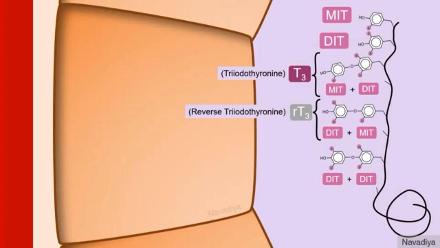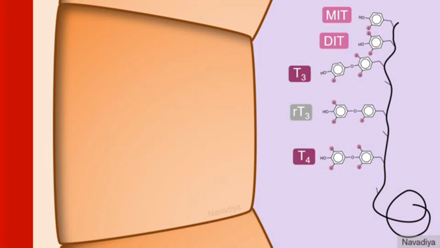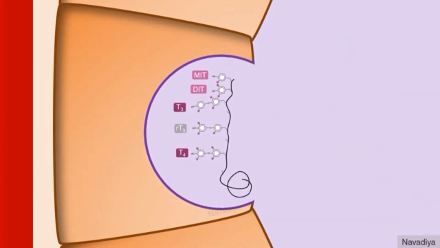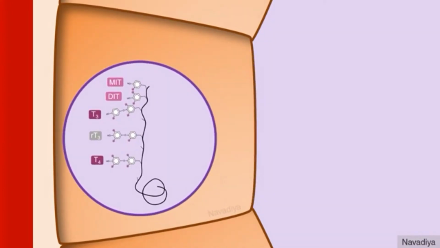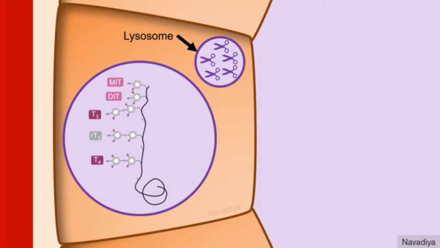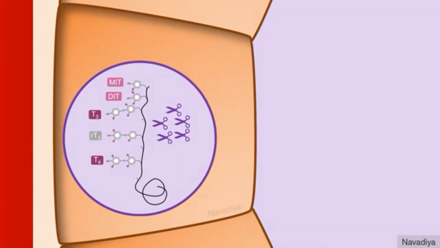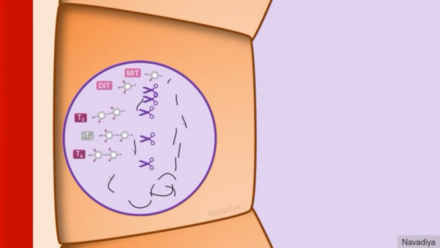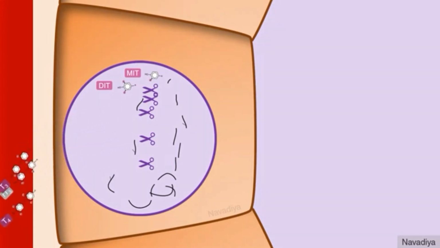Now if two diiodotyrosines combine, it forms tetraiodothyronine or T4. Quantitatively, much more T4 is synthesized than T3. The hormones thus synthesized are stored in the colloid as part of thyroglobulin. Then when it is time for release, the thyroglobulin is taken up by the cell by the process of endocytosis. Then a lysosome fuses with this vesicle and releases its enzyme. The enzyme hydrolyzes the thyroglobulin to form T3, T4, monoiodotyrosine and diiodotyrosine.